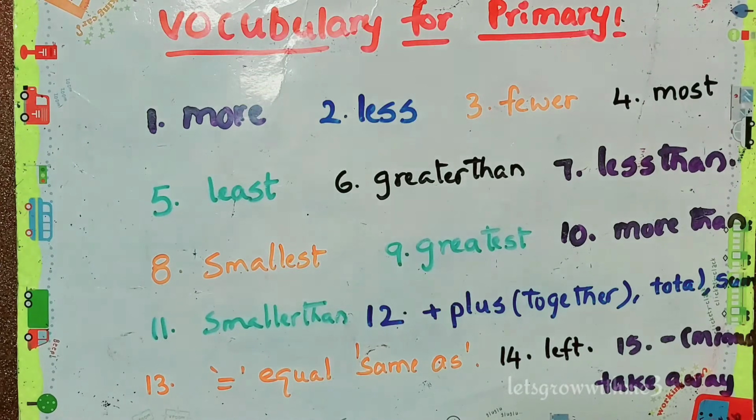Next one is greater than and less than. This is also the same, but these two we can use between two objects and more than two objects. Again, smallest and greatest, similar to our most and least. In smallest and greatest, we get only one value as our result. It's like a maximum value and minimum value.